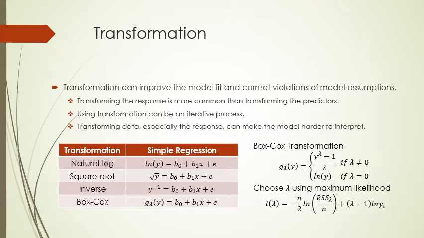The table below shows some common transformations: natural log transformation, square root transformation, inverse transformation, and Box-Cox transformation. The right column shows the simple regression model after the transformations. The Box-Cox transformation transforms the response from y to g(y) for positive y. We may choose lambda using the maximum likelihood, where RSS(lambda) is the residual sum of squares using g(y) as the response. It is a popular method to transform non-normal data into a more symmetric, close to normal shape.